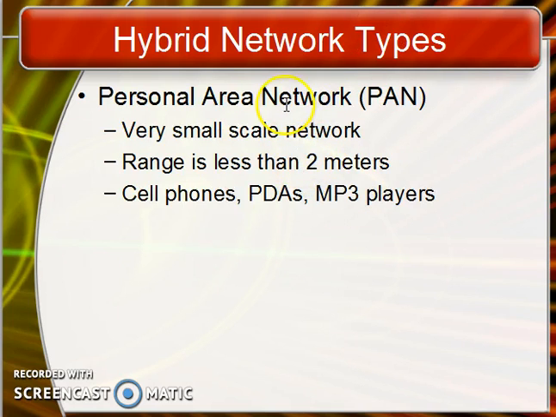The next type of network is the personal area network. It is also a very small scale network and its range is less than 2 meters. Examples that use this type of PAN, that is personal area network, are cell phones, PDAs and MP3 players.